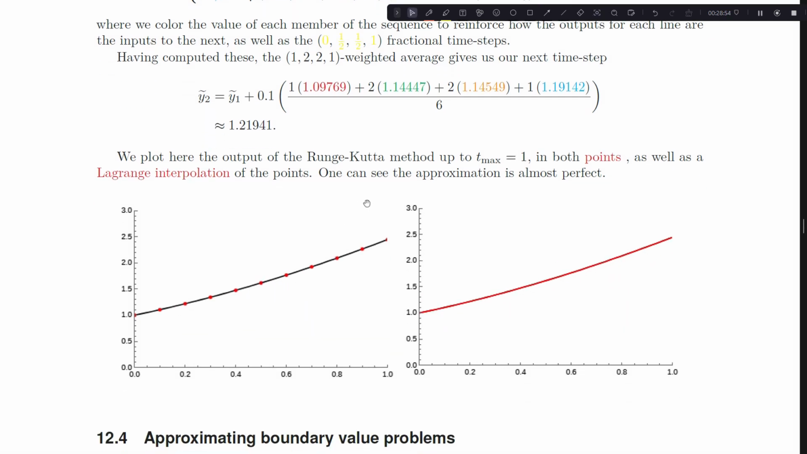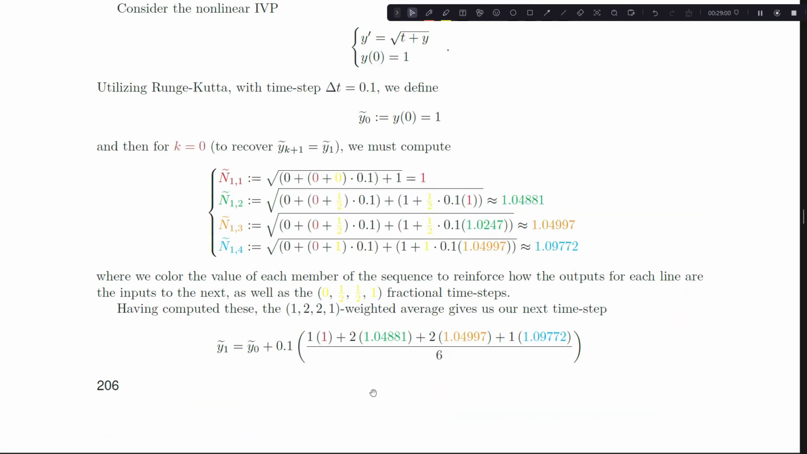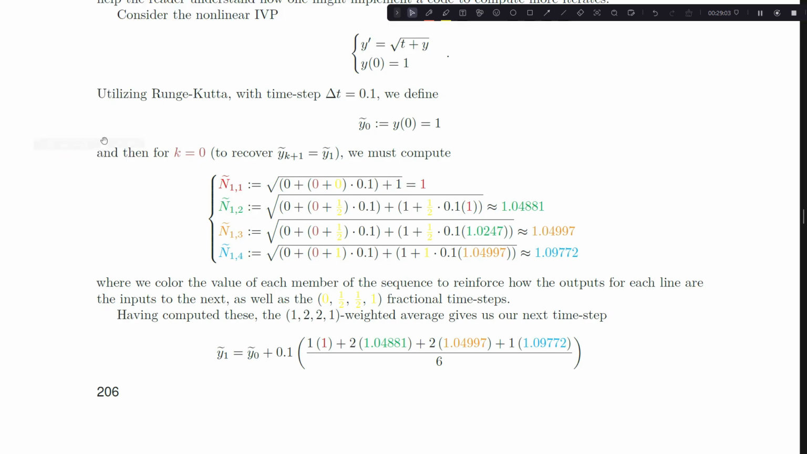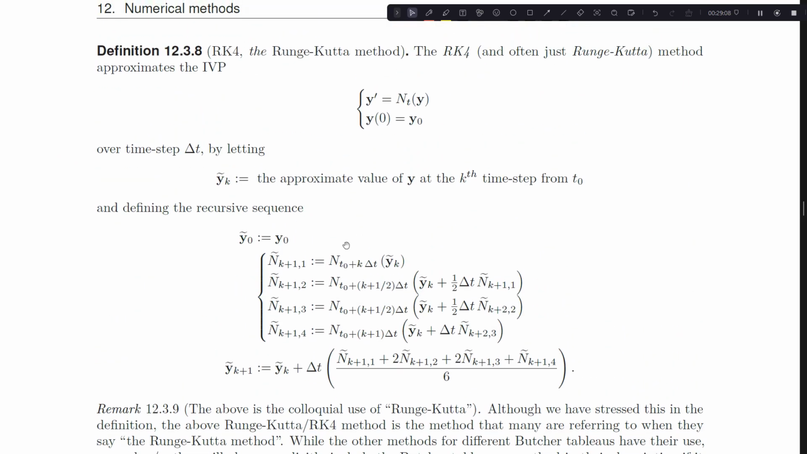So thanks for sticking with me. I know Runge-Kutta is a little bit tricky, but I think if you just look at the specific method right here, freeze frame that and really try to memorize it, internalize what's happening, you'll be just fine.